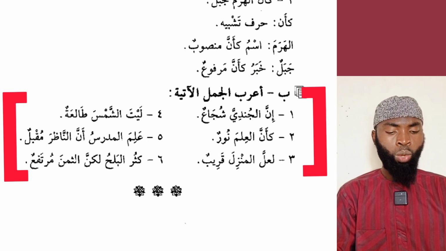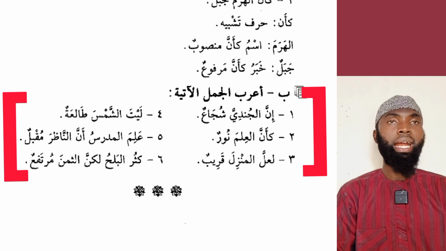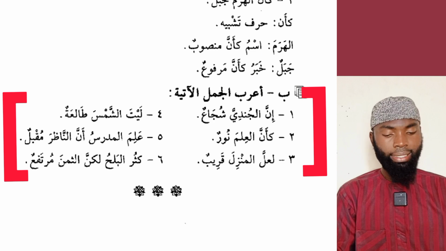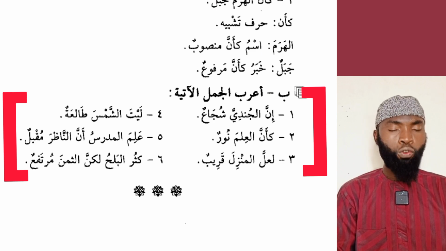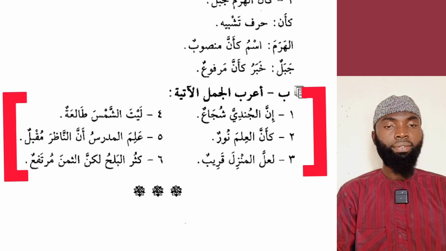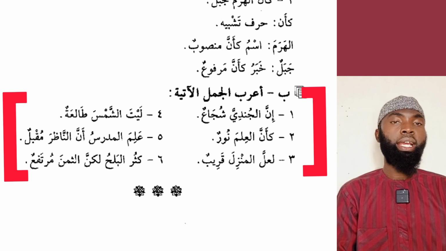Lastly, kathra al-balahu lakinna thamana murtafi'un. The unripe dates are plenty, but the prices are on the higher side. So we say kathra fi'lu madi, al-balahu fa'ilun marfu, lakinna harfu istidrakin, ath-thamana ismu lakinna mansub, then murtafi'un khabaru lakinna marfu. With this, we come to the end of this lesson.